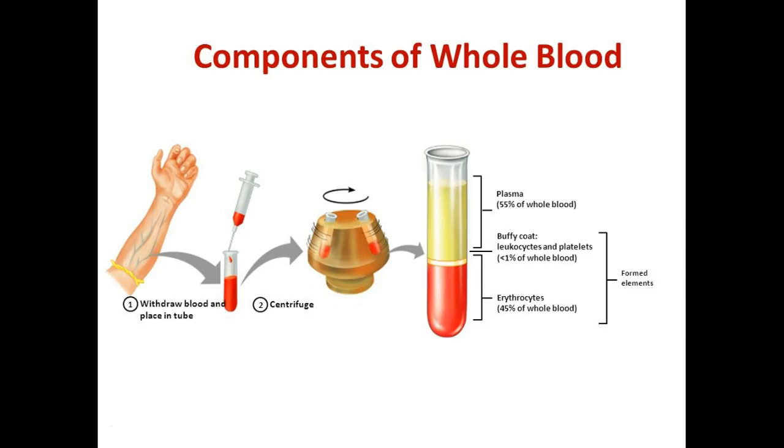Erythrocytes are most of the formed elements, about 45% of whole blood. Of the formed elements, red blood cells are about 99%. But then you separate the formed elements out, and what you have is a little white layer, which we call the buffy coat, and those are the white blood cells and the platelets.